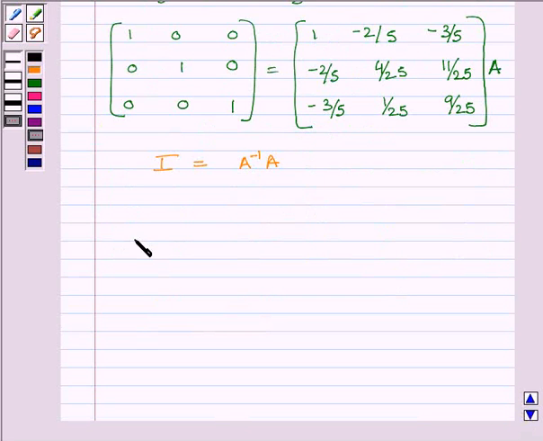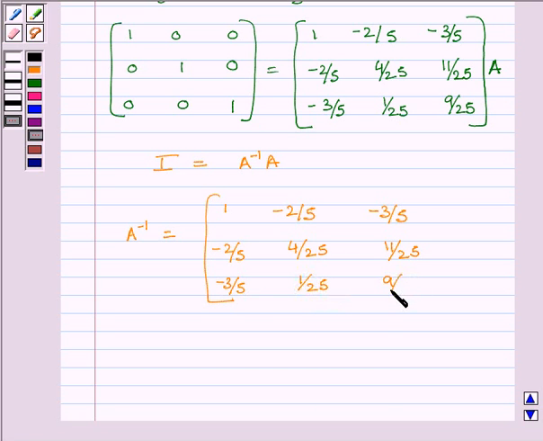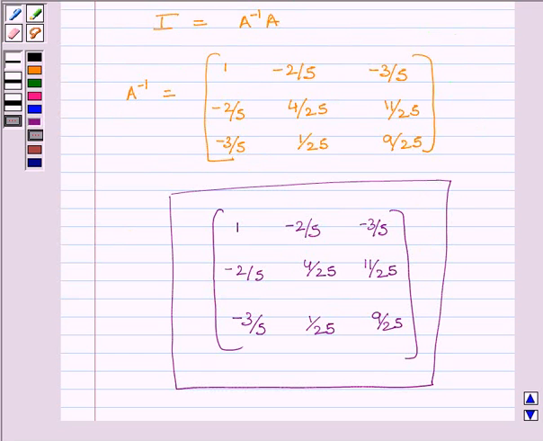So, we can write A inverse is equal to matrix 1, minus 2 upon 5, minus 3 upon 5, minus 2 upon 5, 4 upon 25, 11 upon 25, minus 3 upon 5, 1 upon 25, 9 upon 25. So, our required inverse is given by the matrix 1, minus 2 upon 5, minus 3 upon 5, minus 2 upon 5, 4 upon 25, 11 upon 25, minus 3 upon 5, 1 upon 25, 9 upon 25.